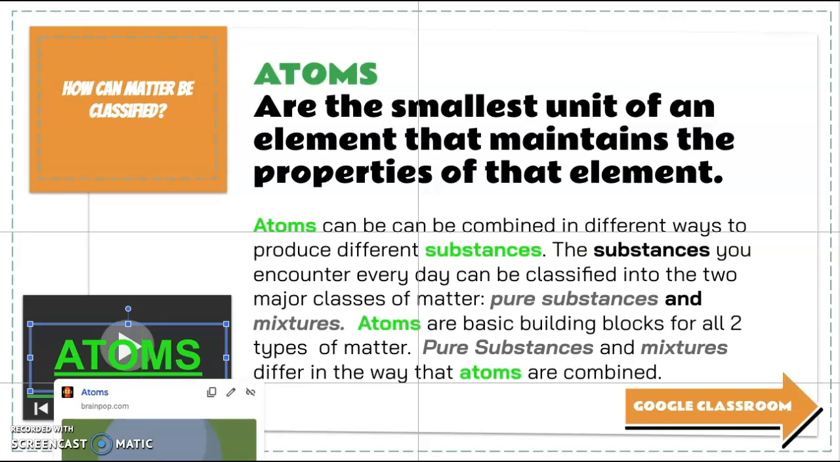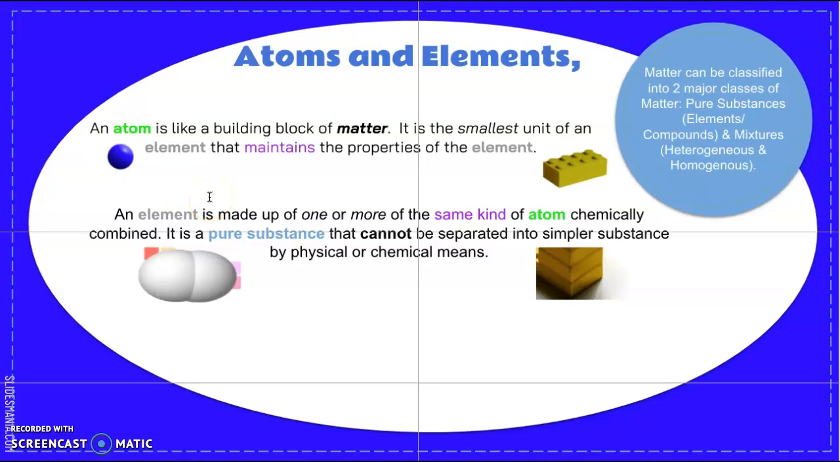Okay. So now that we've learned a little bit about atoms, the next thing we have to look at is an element. Okay. An element is made up of one or more of the same kind of atom chemically combined. So let me read that again. One or more of the same kind. It is important to remember that, okay? So an element is made up of one or more of the same kind of atom chemically combined. It is a pure substance that cannot be separated into similar substances by physical or chemical means.